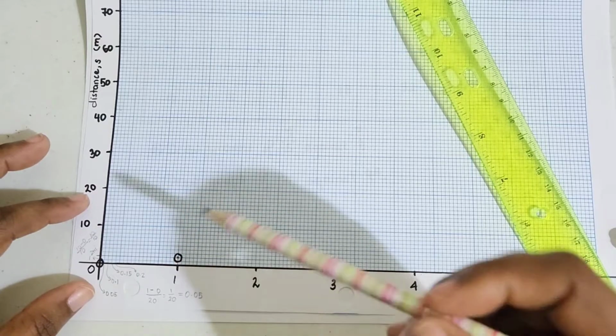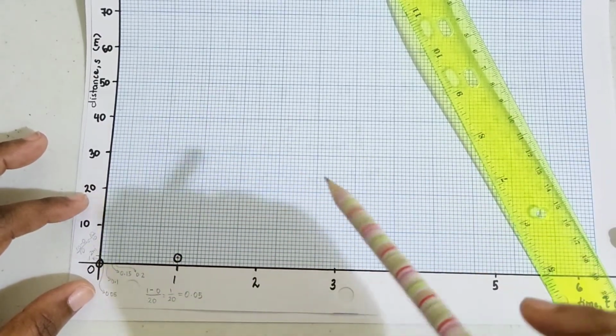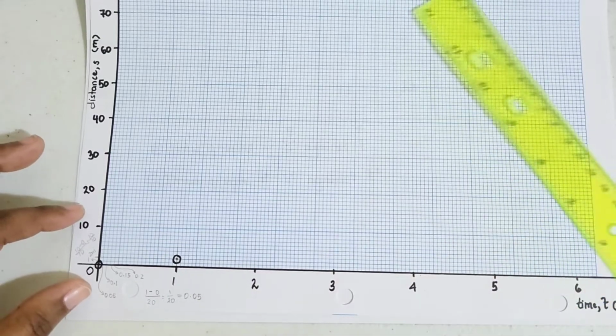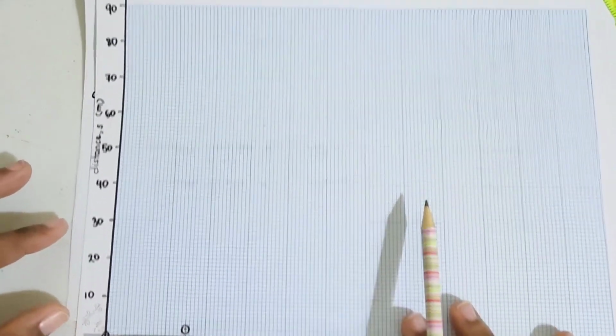I'm going to plot all my points in pencil first because I don't want the marker to dry out, and then I'm going to plot them over with the marker. So that's our first point there.